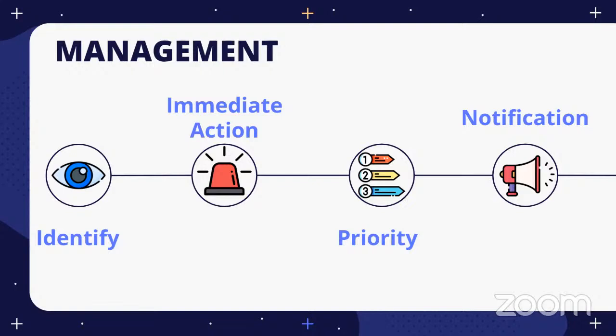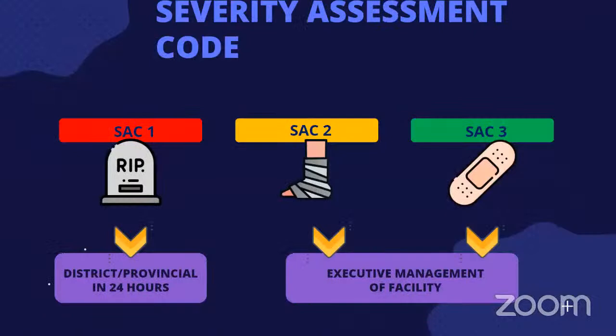Thereafter, we have the prioritization of the event, which ties in with notification. So when we look back onto the severity assessment code, next slide, please, as described earlier by Dr. Derwin, we have code 1 events, which was the major loss or death. They have to be reported to the district or the provincial management within 24 hours. But code 2 and code 3 events only need to be reported to management of the facility where the event actually occurred.